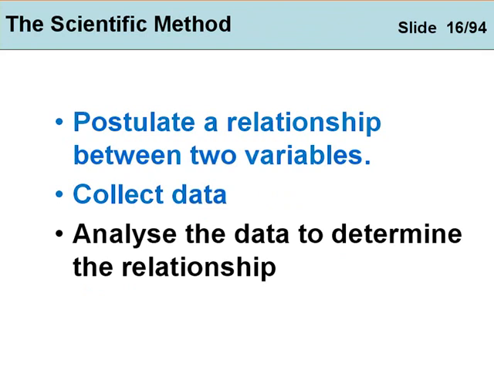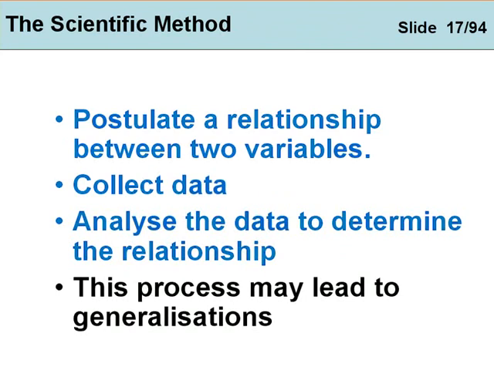And if we can do this over and over and over, this process may lead to generalizations. So we say, well, every time something happens, something else will happen, because we've observed it so many times. We've got some idea of the relationship between the two variables, we've collected the data, we've made the observations, we've done the analysis, why is something causing something else, and now we can generalize. And that's how we get a theory.